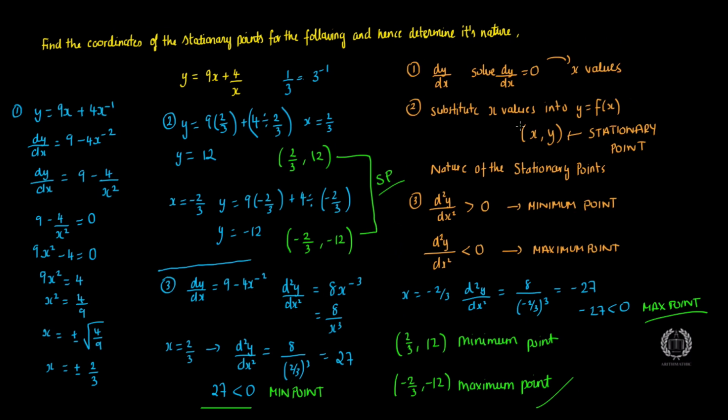Now, to determine the nature of the stationary point, you differentiate again. So you differentiate what you differentiated already, and then the x values that you found from your stationary points, you sub inside your second order differentiation, and from that you will get a value, which you then compare. Is it greater than 0? If it is, it's a minimum point. Is it smaller than 0? If it is, it's a maximum point. And that is it. That's all it is.